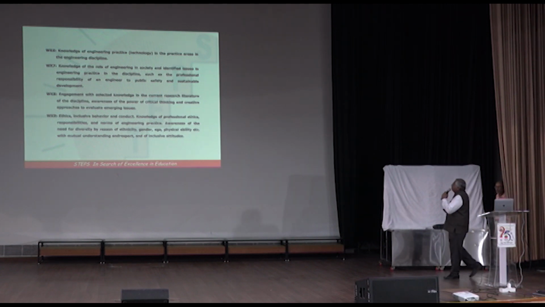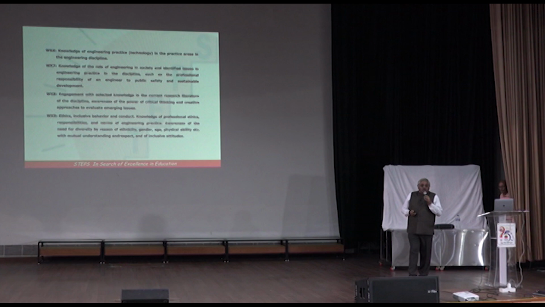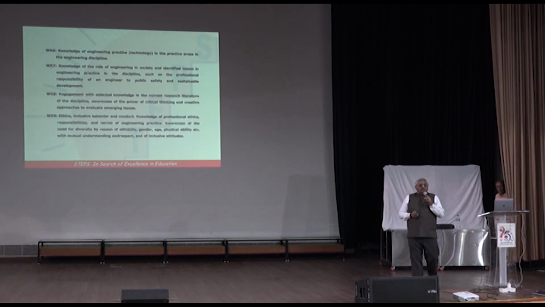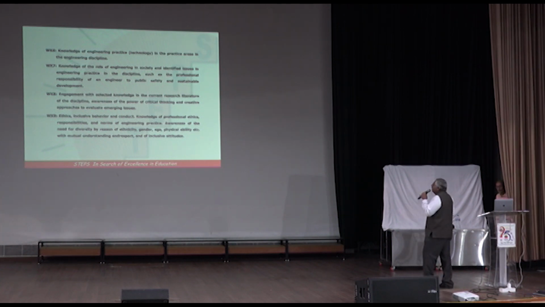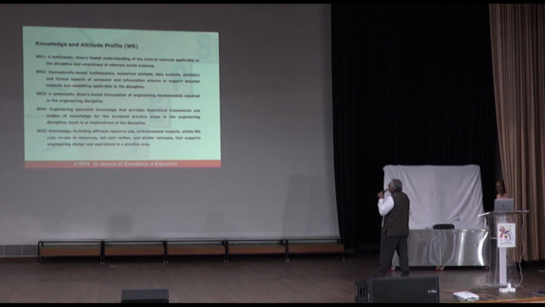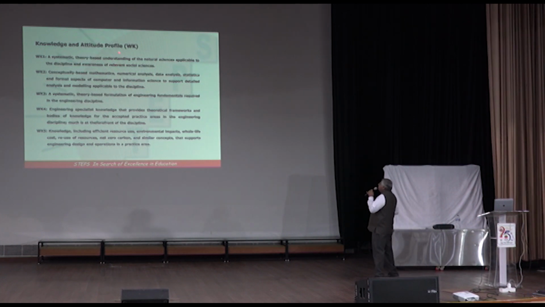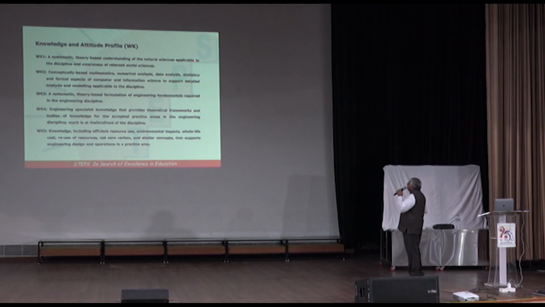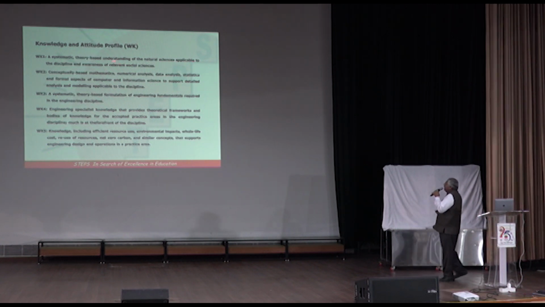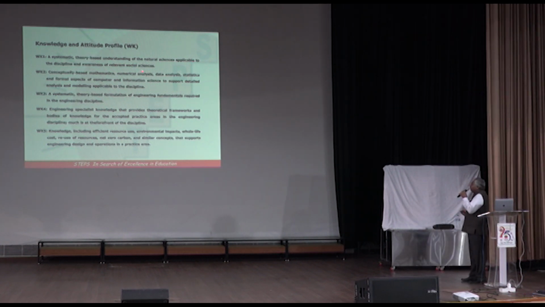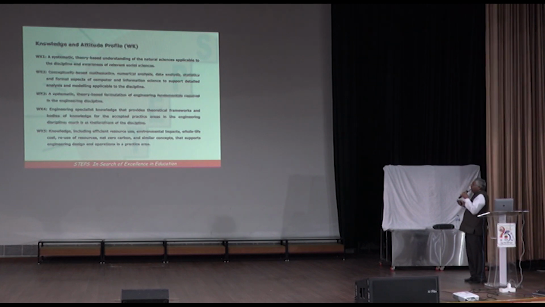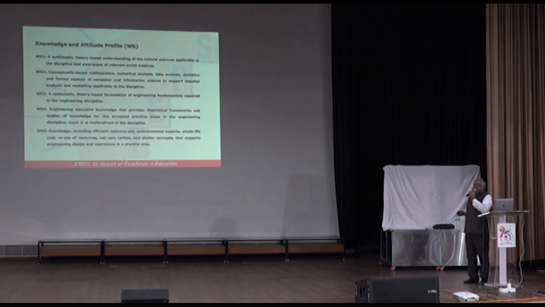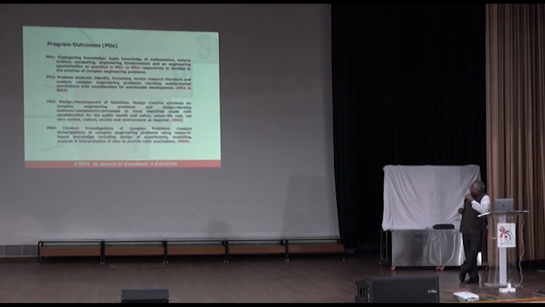Yes. So these are the WKs as per NBA. First is a systematic theory-based understanding of natural sciences applicable to the discipline and awareness of relevant social sciences. Conceptually based mathematics, numerical. You have these data with you, so you can go through these things.